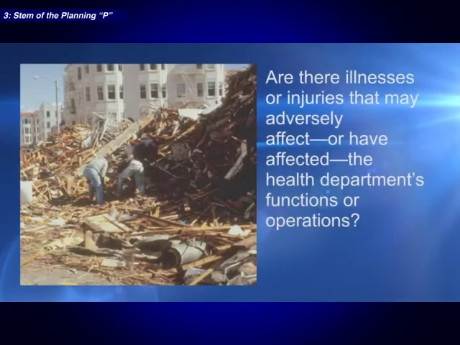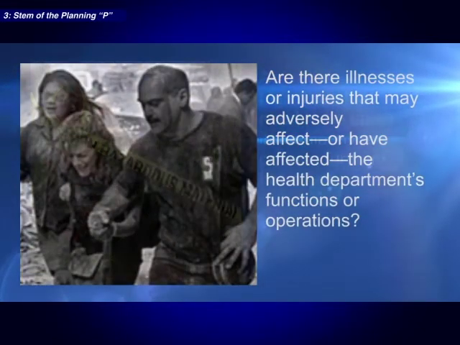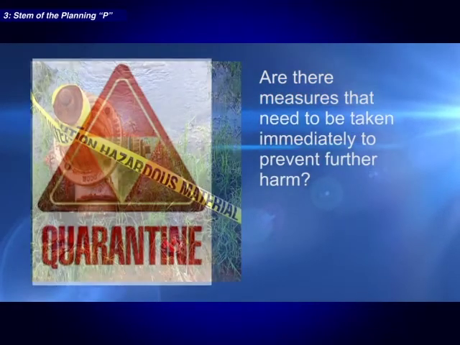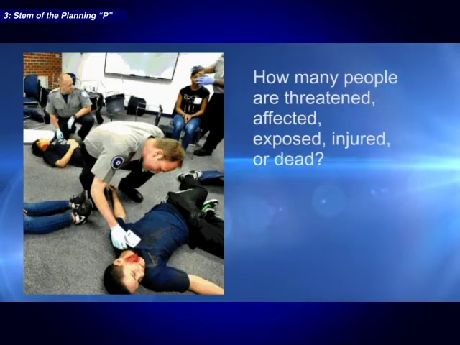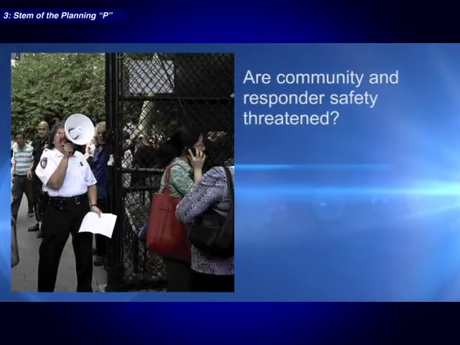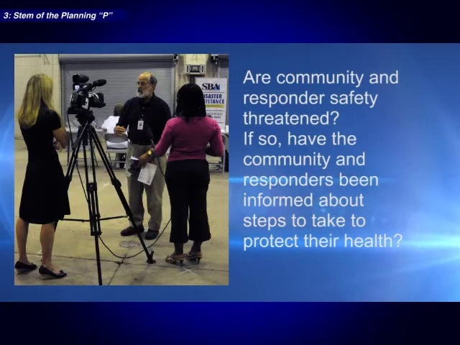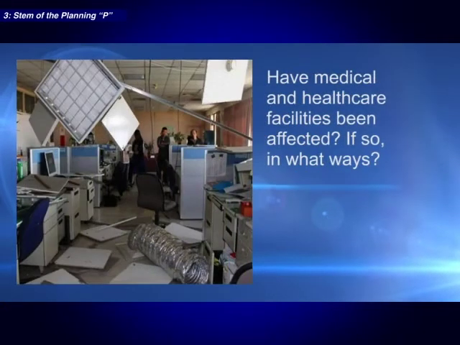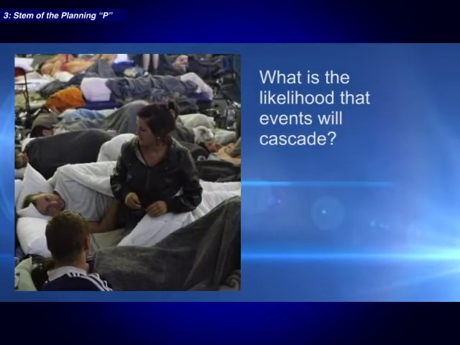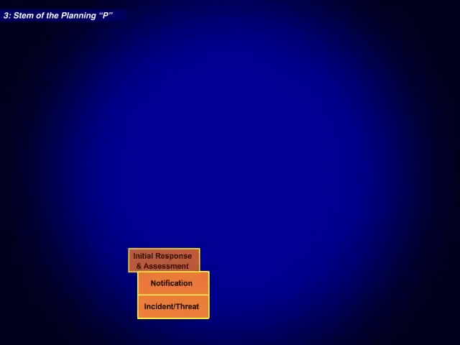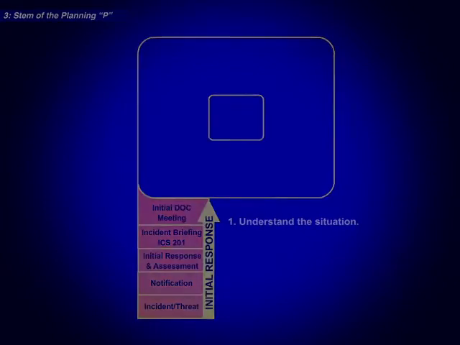Are there illnesses or injuries that may adversely affect or have affected the Health Department's functions or operations? Are there measures that need to be taken immediately to prevent further harm? How many people are threatened, affected, exposed, injured, or dead? Are community and responder safety threatened? If so, have the community and responders been informed about steps to take to protect their health? Have medical and healthcare facilities been affected? If so, in what ways? What is the likelihood that events will cascade? Phase 1 is also when initial DOC staffing for ICS general and management positions will be established.